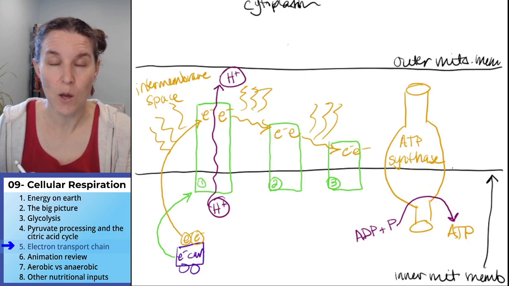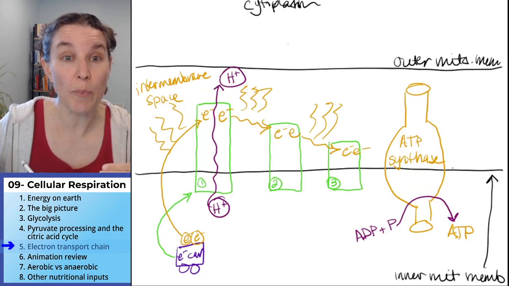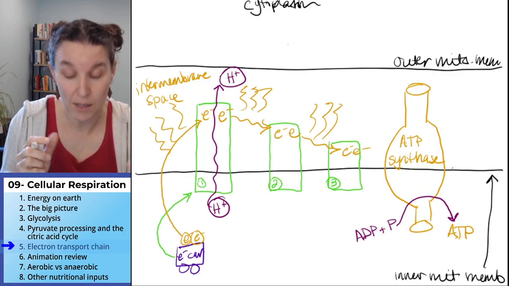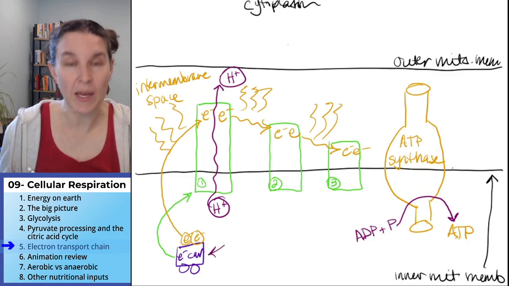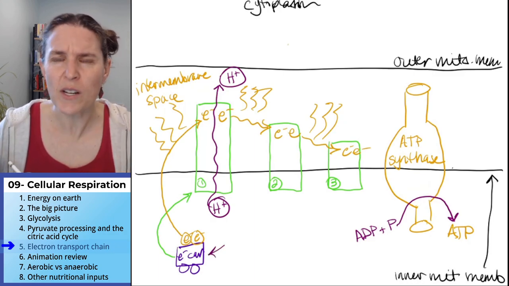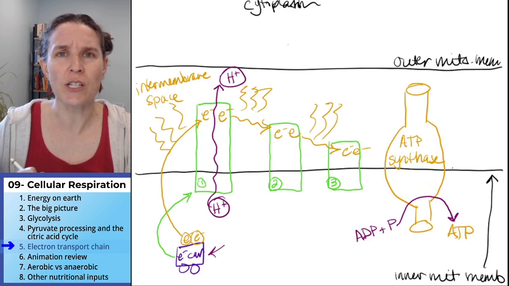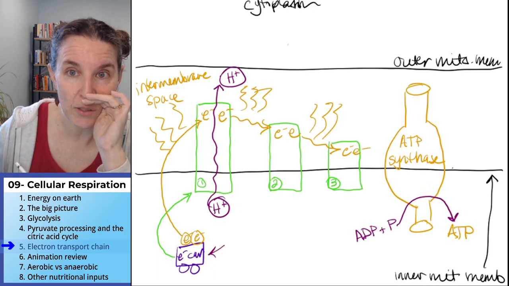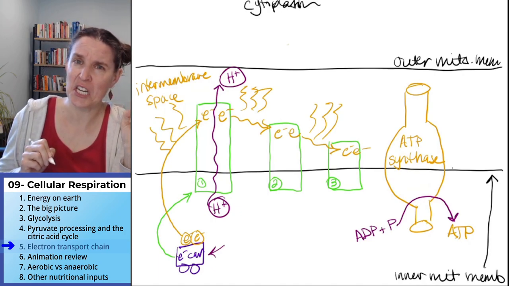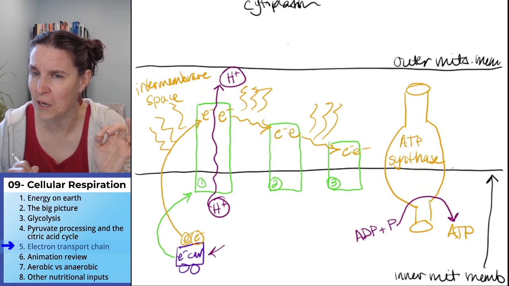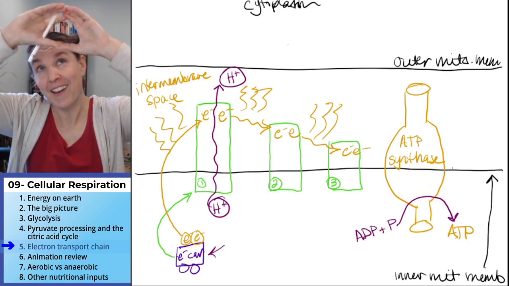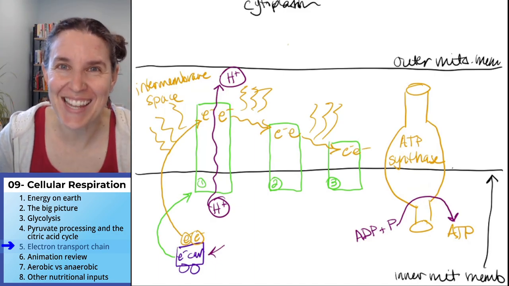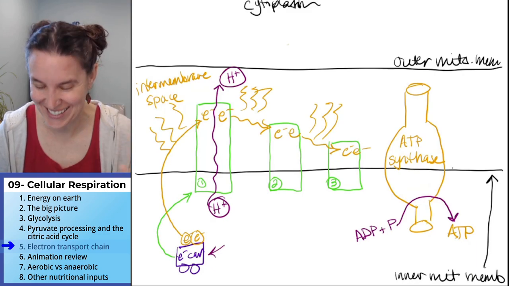So, a question. Where does the energy come from to pump hydrogen ions into the intermembrane space? It came from the high energy electron carriers. Where did the energy come from that was in the high energy electron carriers? It came from the glucose molecule. Oh, where did the energy in the glucose molecule come from? It came from the sun. That's the next story that we're going to tell in the next lecture.